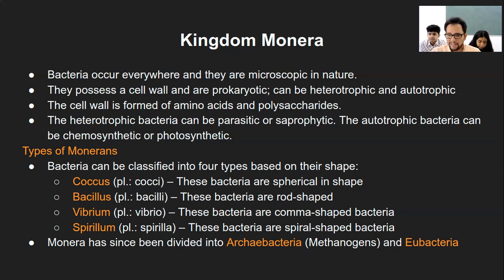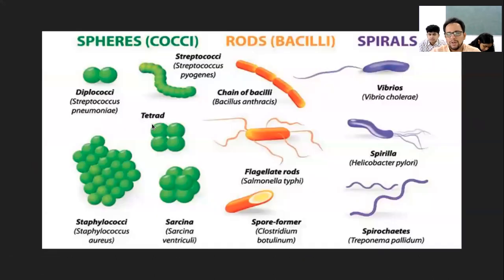So there are several names, but we need not remember that. I'm making it very simple for you. What you need to remember is cocci, these are spherical shaped bacteria. Bacillus, rod shaped bacteria. Vibrio, these are comma shaped bacteria. Let me show you here. Yeah, this is the Vibrio category. Not literally a comma shape, but there are certain bacteria where, when you draw a comma in a bigger version, that will be the shape of Vibrio bacteria.